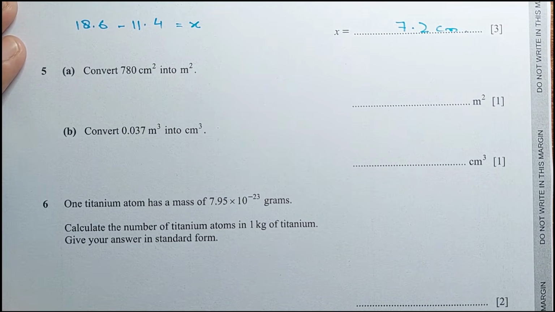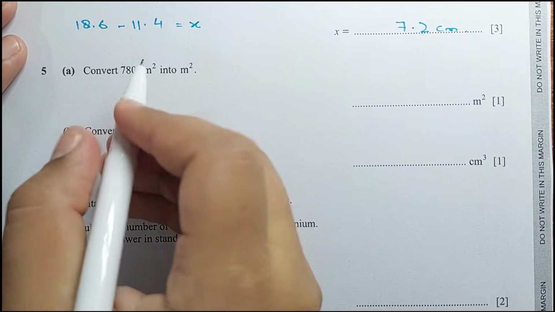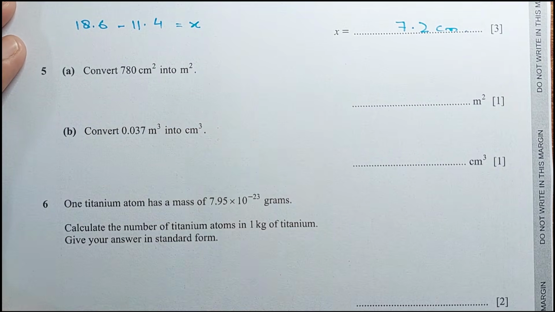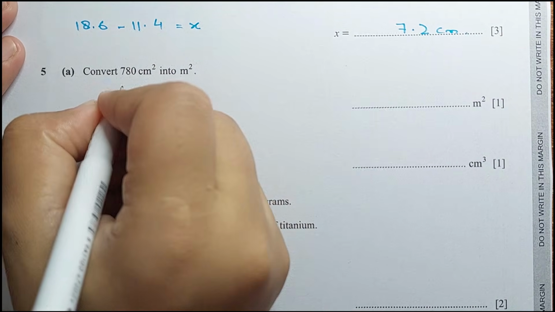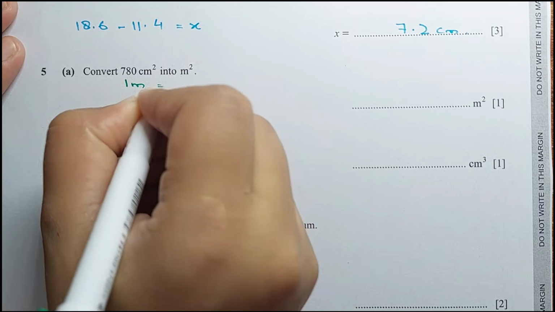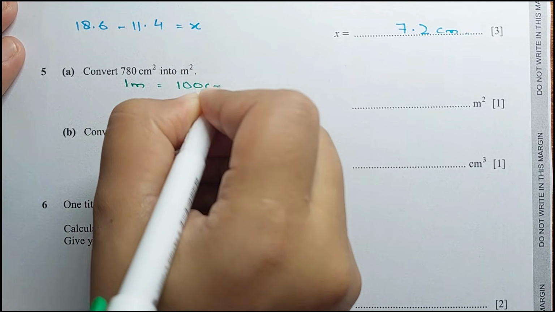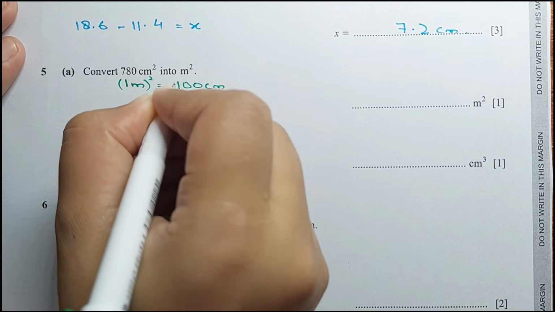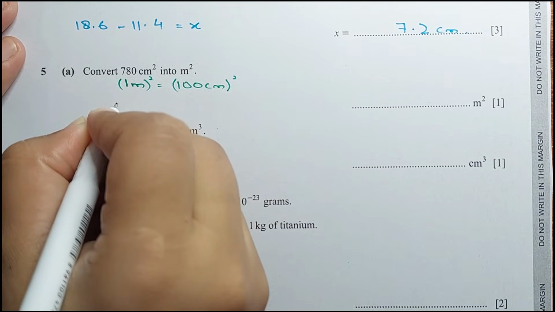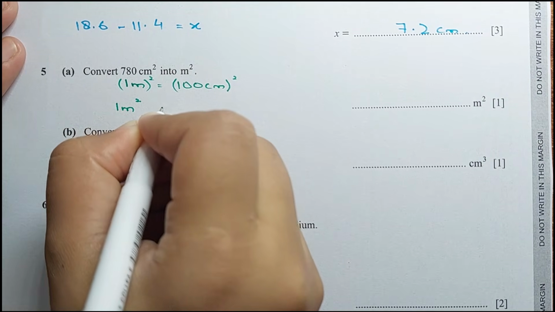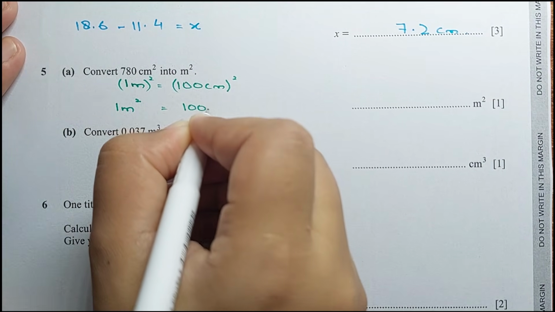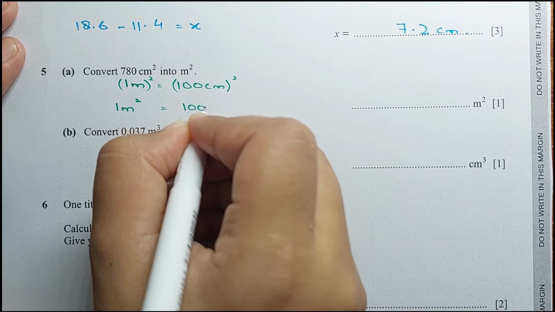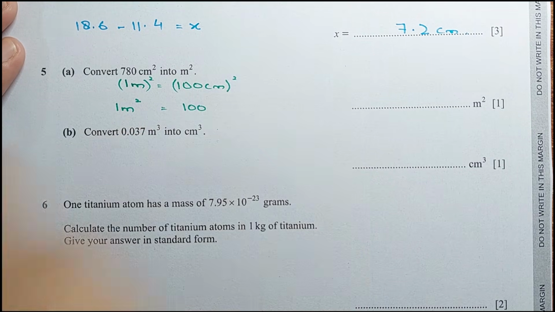Question number 5, part A, convert 780 centimeters square into meters square. Okay, so 1 meter has 100 centimeters, taking square on both sides. So 1 meter square equals 100 times 100, I guess 10,000 centimeters square.